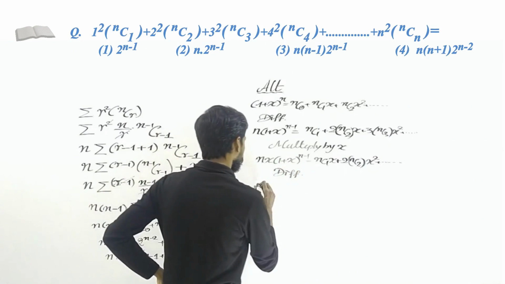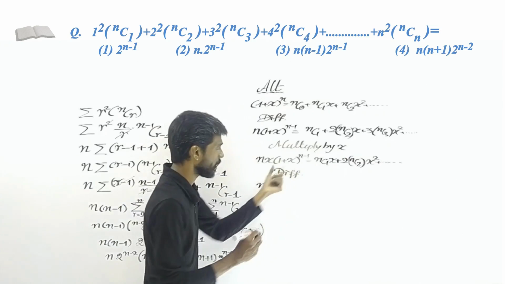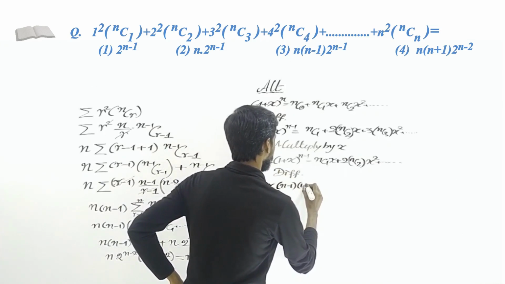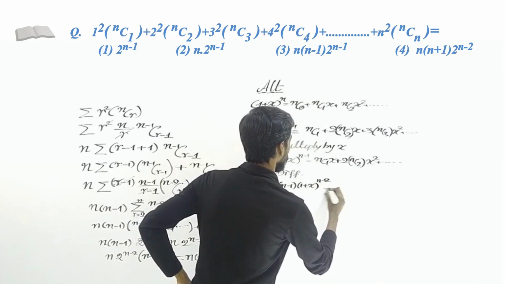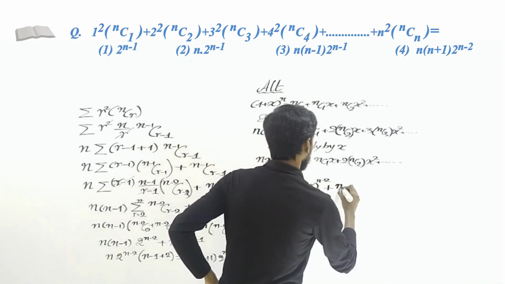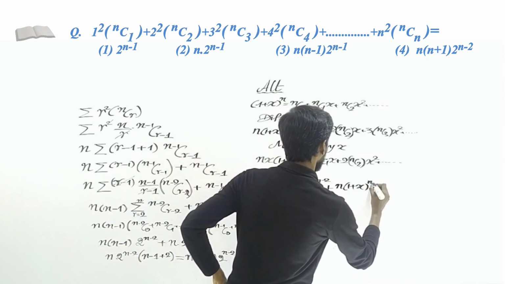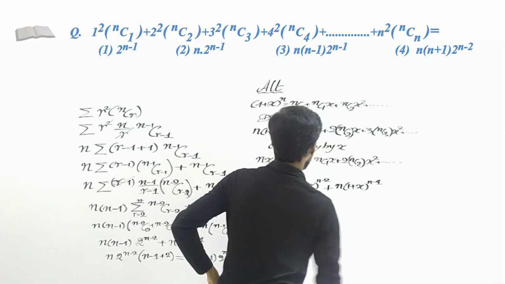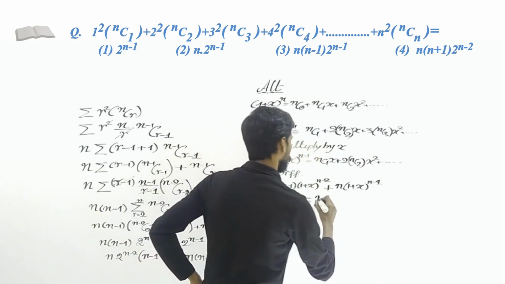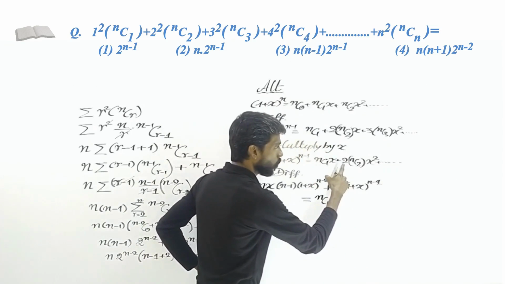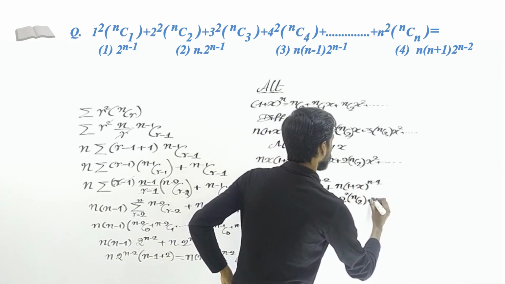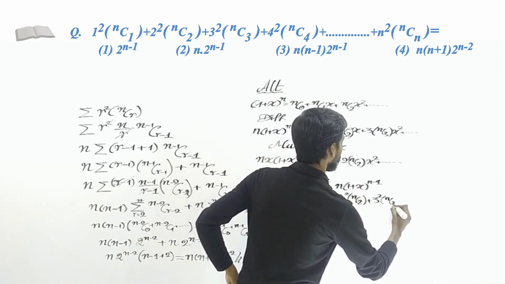So nx multiplied by the derivative of this, that is (n-1)(1 + x)^(n-2), plus this multiplied by the derivative of x. The derivative of x is 1 only, so that is n multiplied by (1 + x)^(n-1) as it is. This is the derivative of the left-hand side, so that equals, similarly on the right-hand side, nC1 plus 2 multiplied by 2, that is 2 square nC2. Similarly the next term will be 3 square nC3, etc.